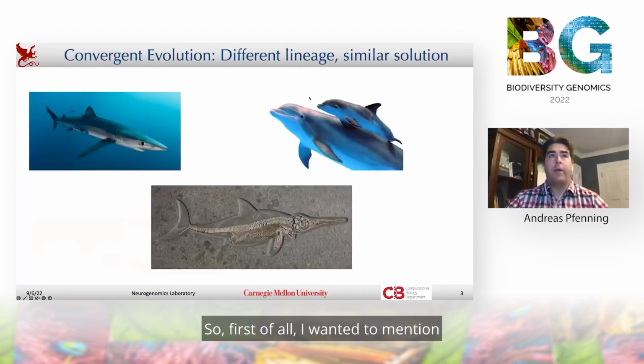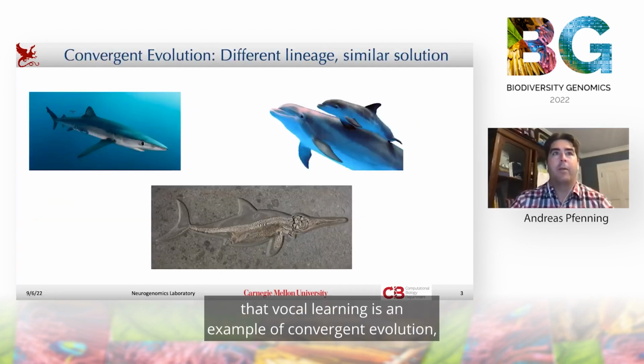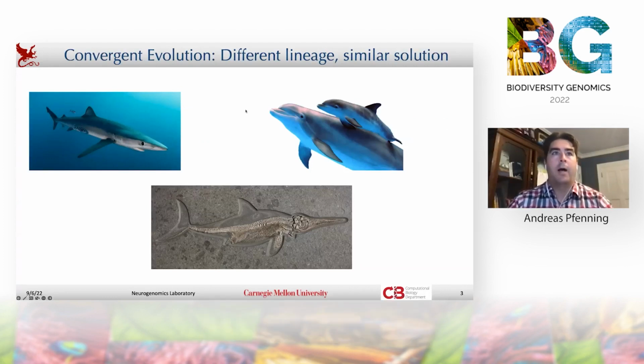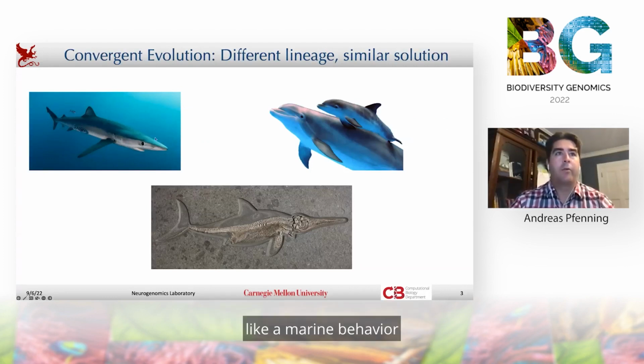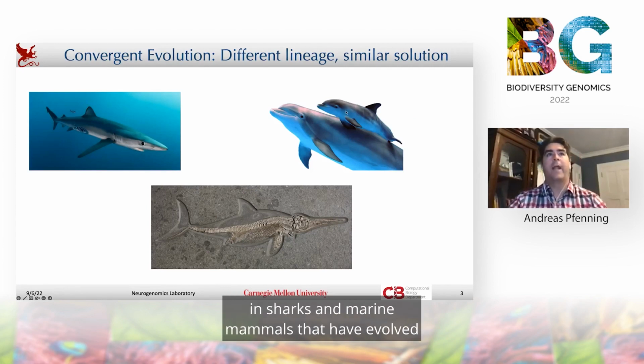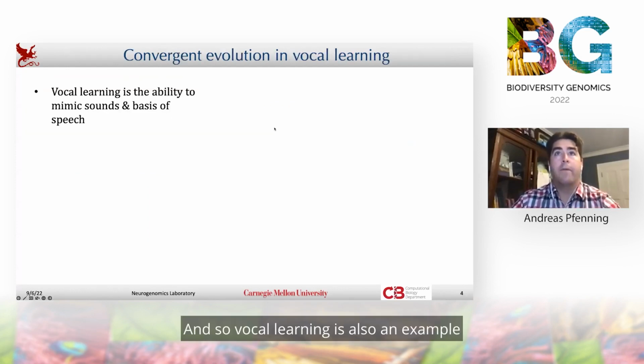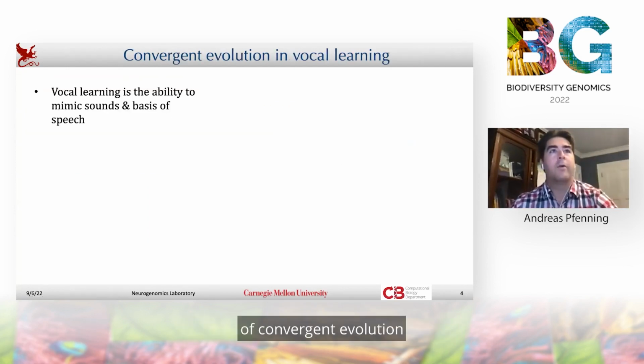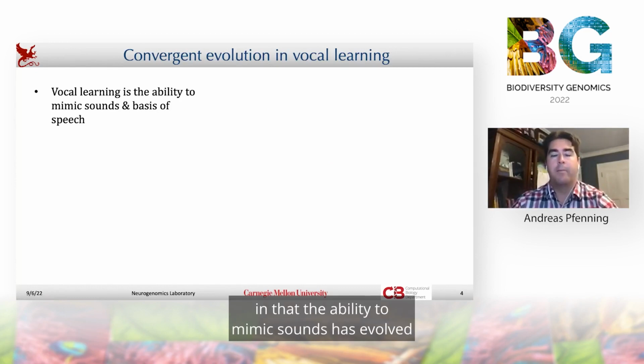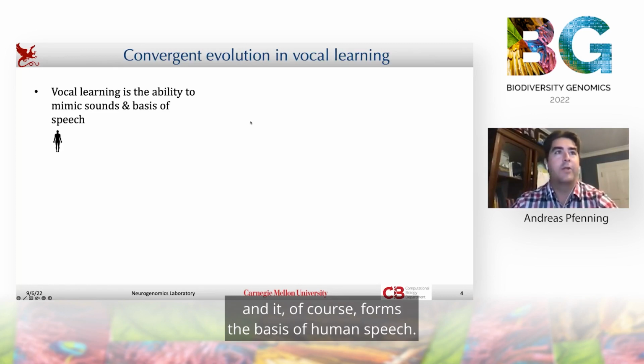First of all, I wanted to mention that vocal learning is an example of convergent evolution. Like a marine behavior where you can see physical similarities in sharks and marine mammals that have evolved in different lineages, vocal learning is also an example of convergent evolution in that the ability to mimic sounds has evolved in different lineages. And it, of course, forms the basis of human speech.